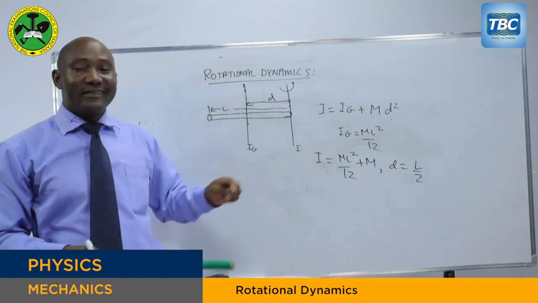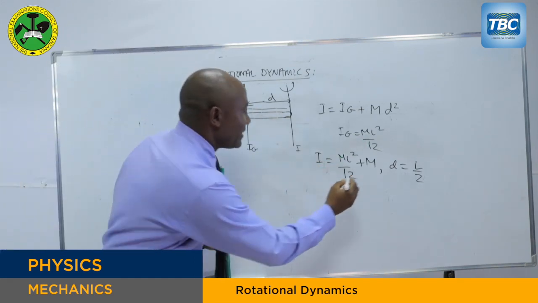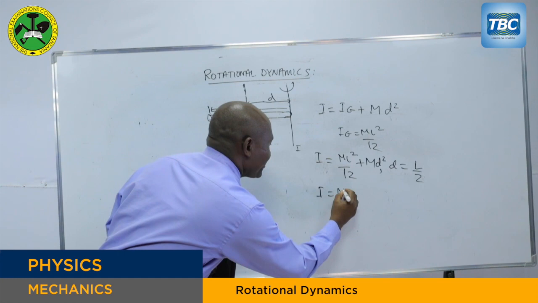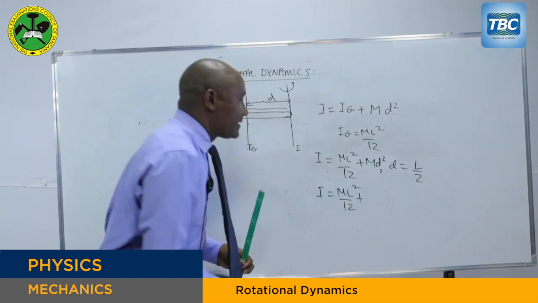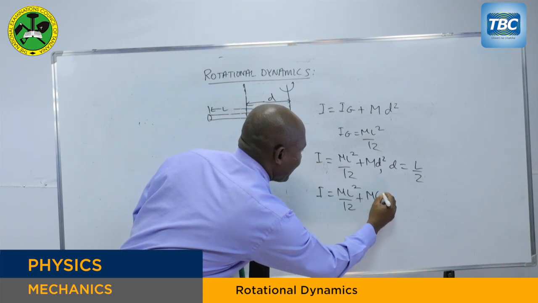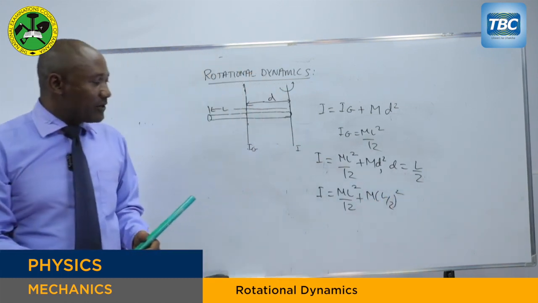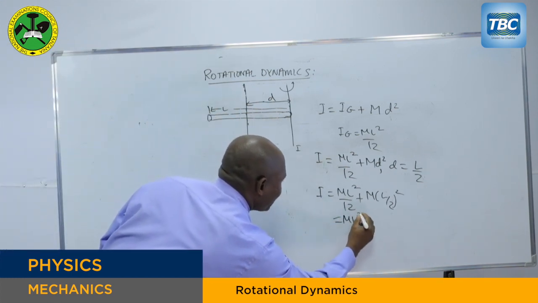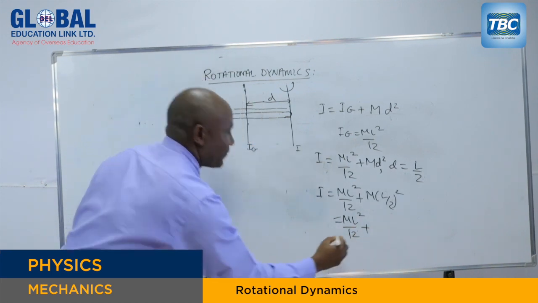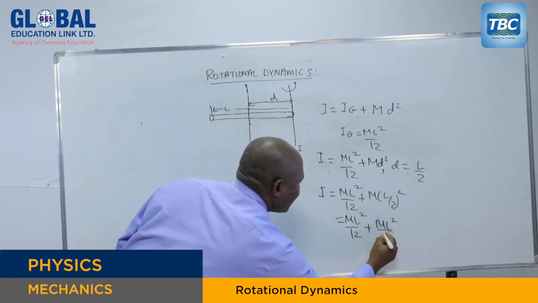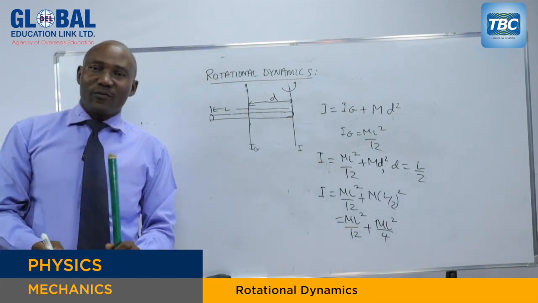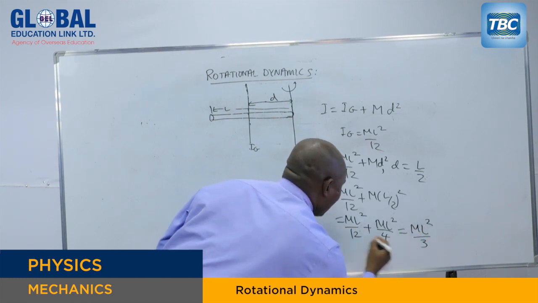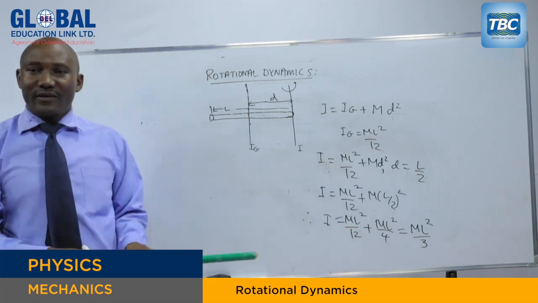Comfortably, you know how to get that D. Then you plug in the formula here, in our D squared. We get I equals ml squared over 12 plus m times L over 2 squared. If you open the bracket there and simplify, this is mL squared over 12 plus mL squared over 4. Combining the two, we get mL squared over 3. Yes, we know it now.